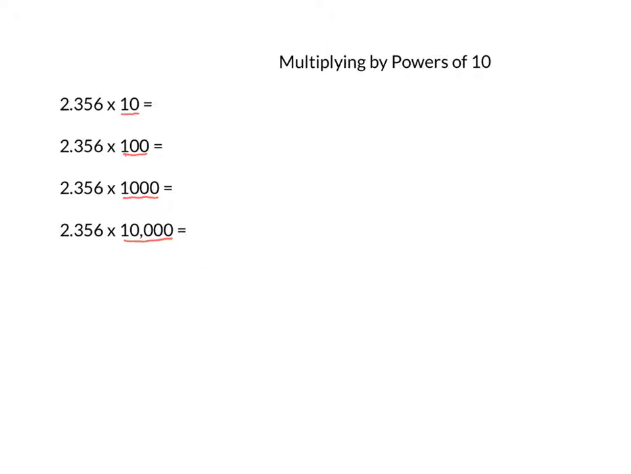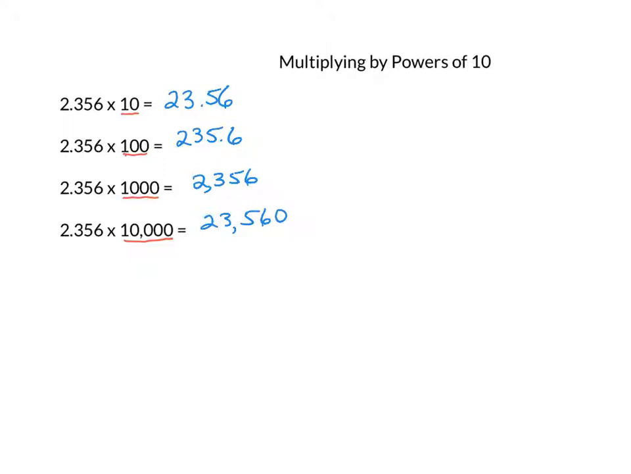Okay, hopefully you've gone through and put down the answers on your piece of paper to all these. So I'm going to do the same thing. I'm going to put down the answers that you should have gotten. The first answer would have been 23.56. The next answer would have been 235.6. The next answer would have been 2,356, followed by the last answer of 23,560. Notice that for all of those, the digits stayed exactly the same. The only thing that changed was the placement of the decimal.